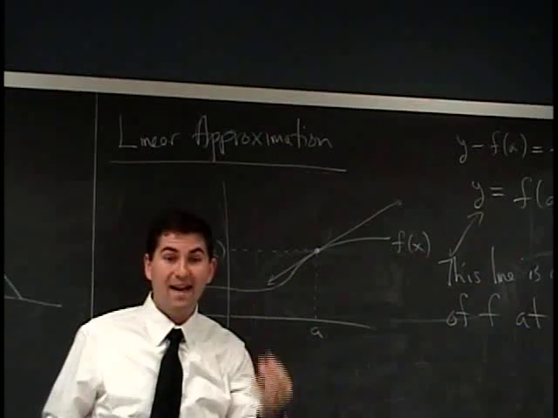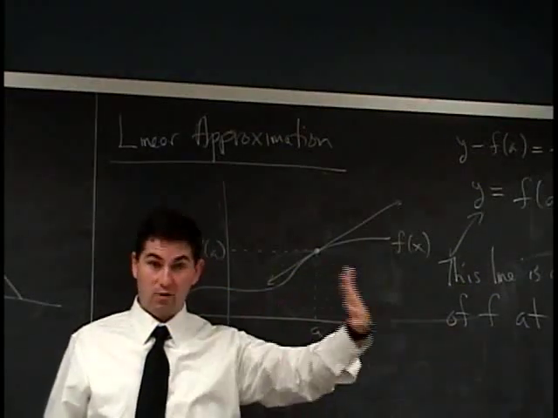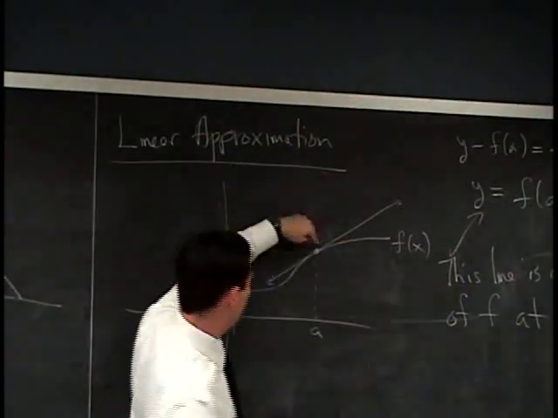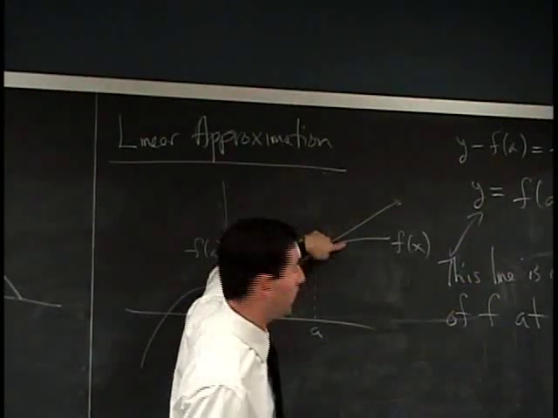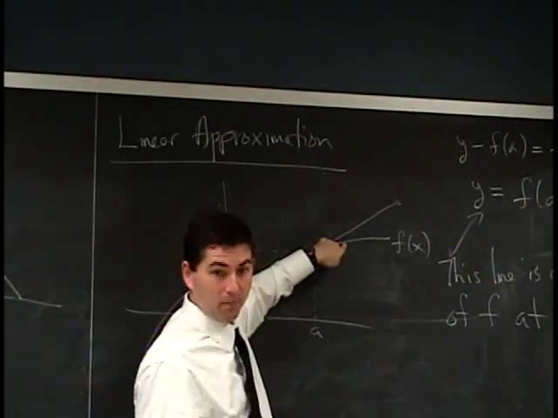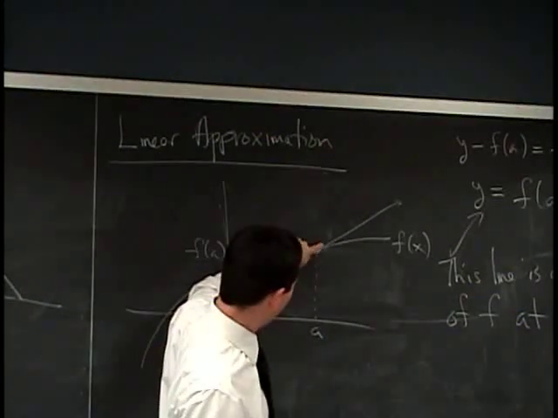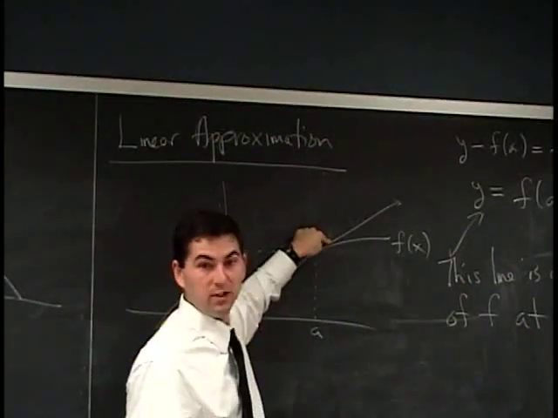Not only that, but you can tell whether or not your approximation is too high or too low. As I go away, what's happening? The line is above the curve. So I know that my approximation, whatever I choose, at any point is going to be a little bit too high.